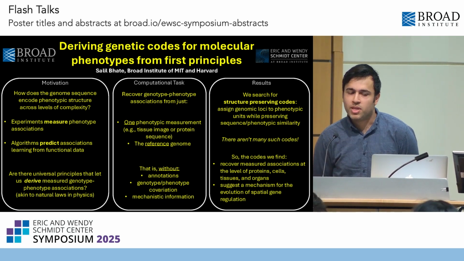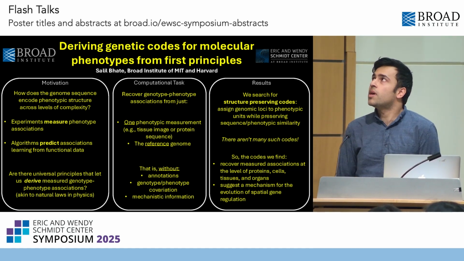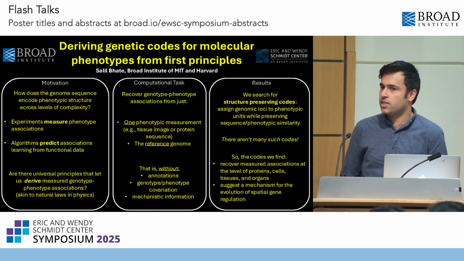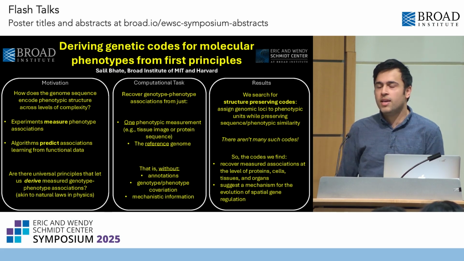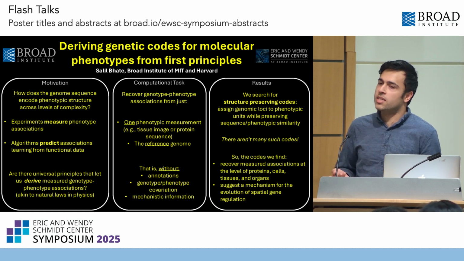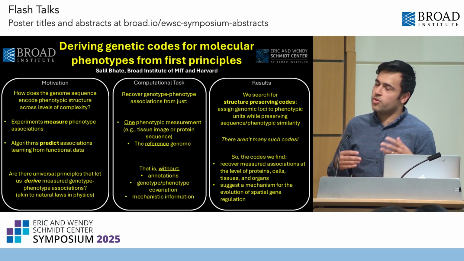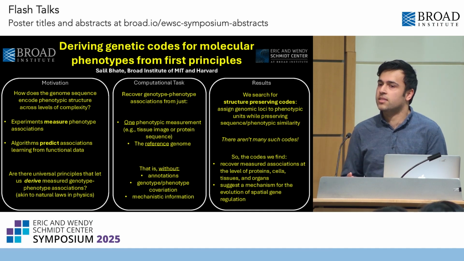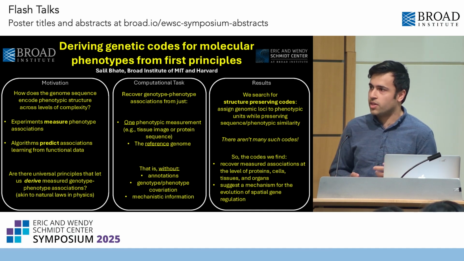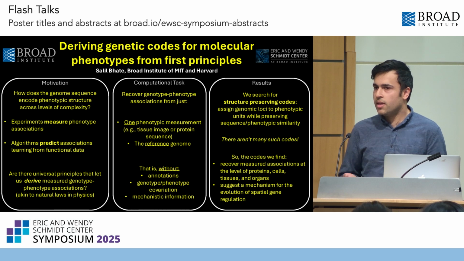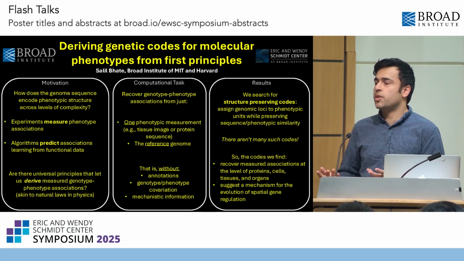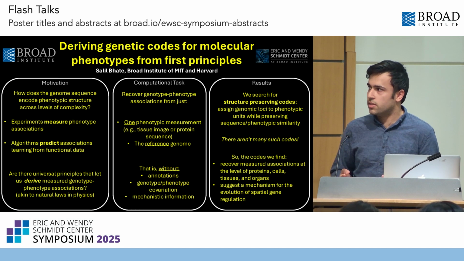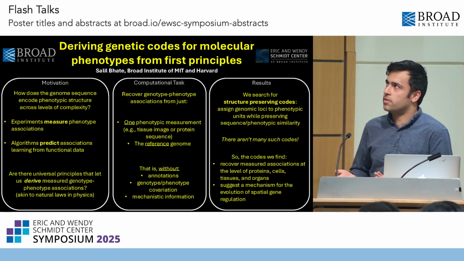I'm Salil Bhate. My work is motivated by the question of how the genome sequence encodes phenotypic structure across levels of complexity. We have experiments now that measure genotype-phenotype associations from cells to tissues to organisms, and we have really good algorithms that predict these associations, learning from functional genomics and other kinds of data. So are there any universal principles that let us derive measured genotype-phenotype associations, akin to natural laws in physics?